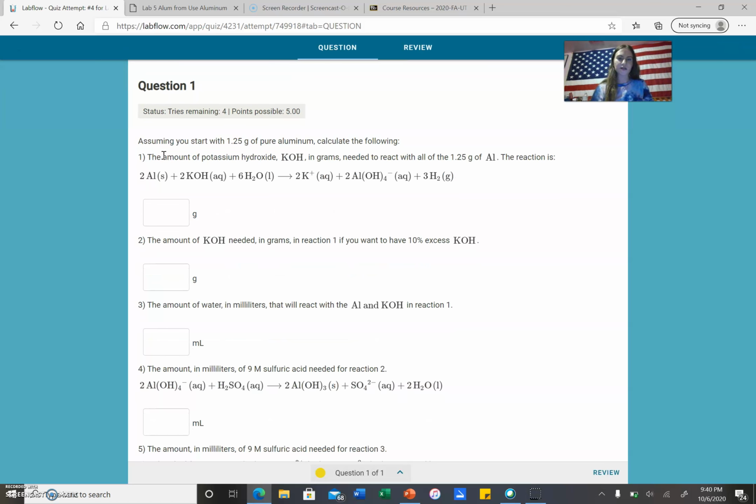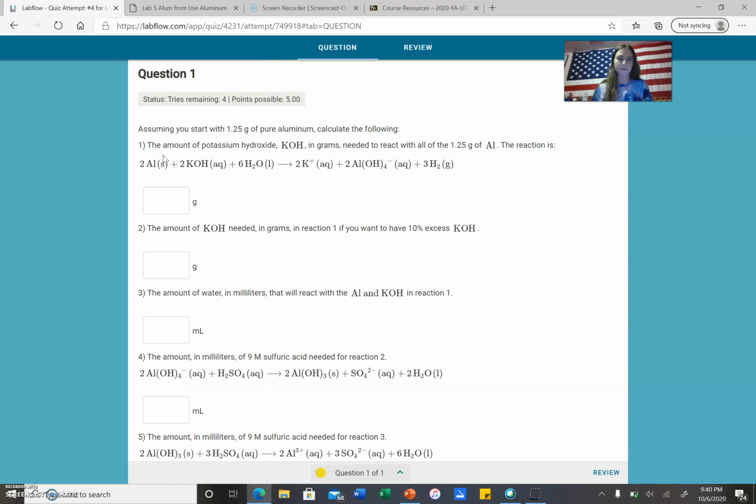For question 1, it says the amount of potassium hydroxide in grams needed to react with all the 1.25 grams of aluminum. And then this is the given reaction. So you're going to calculate in grams how much potassium hydroxide we would need that will react with the 1.25 grams of pure aluminum.